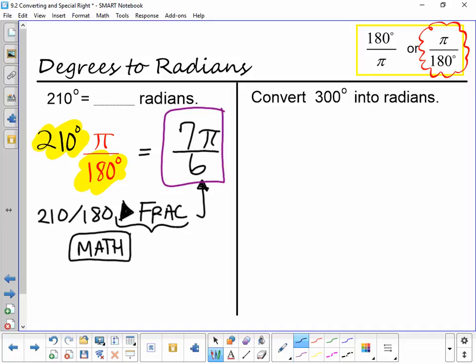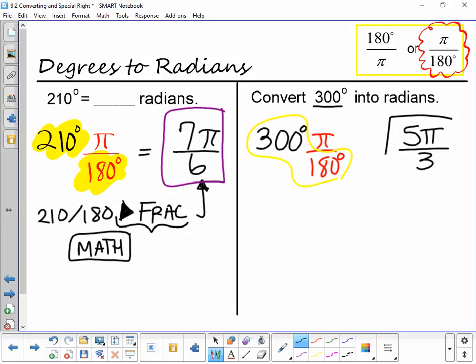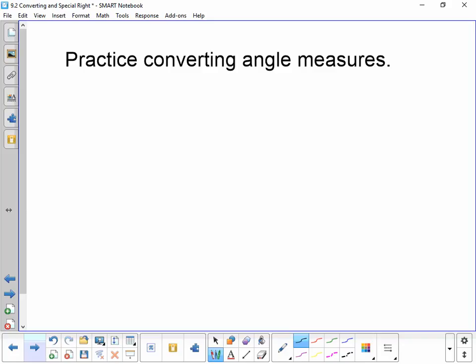So let's try one more of those. Convert 300 degrees into radians. So we take our measurement, 300 degrees. We're going to times it by pi over 180. And we are just going to focus on the numbers so that we can reduce that fraction. 300 over 180 is the same fraction as 5 over 3. So our answer is 5 pi over 3. Don't lose the pi. Okay, in your notes, if you have the notes packet, there's some to practice. I'll post solutions to those practice problems on my website so you can check your work.